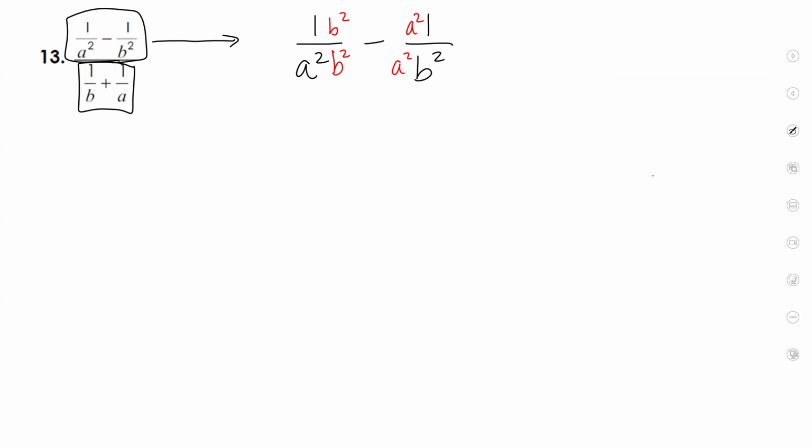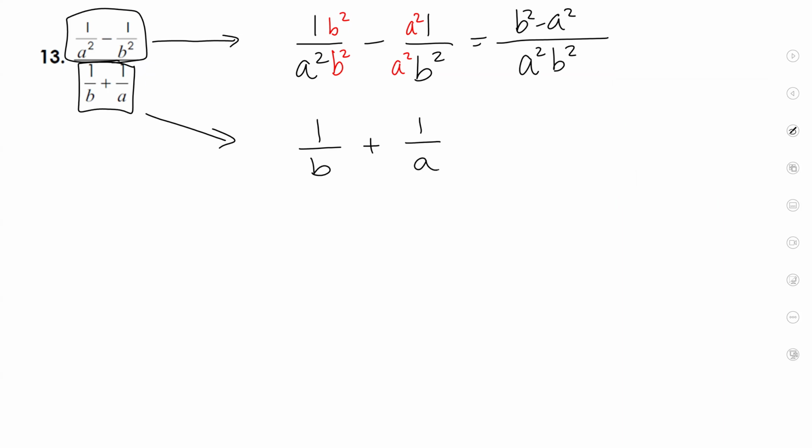Now the denominators are the same, so just copy down the denominator. And now we'll add the numerators. This is just B squared minus A squared. Great, I have a single fraction. Now, let's worry about the denominator. I have 1 over B plus 1 over A. Let's turn this into a single fraction.